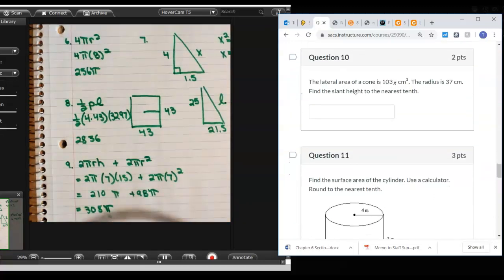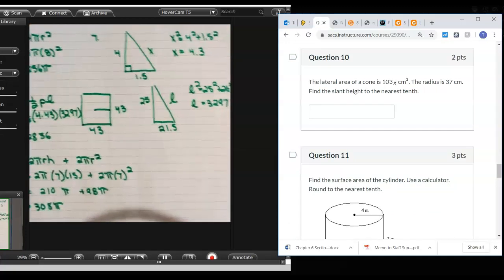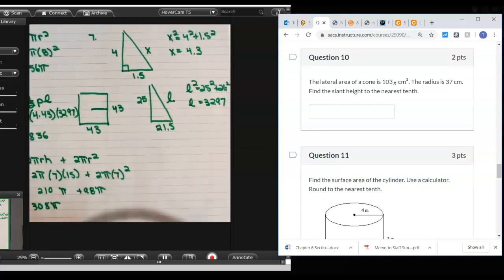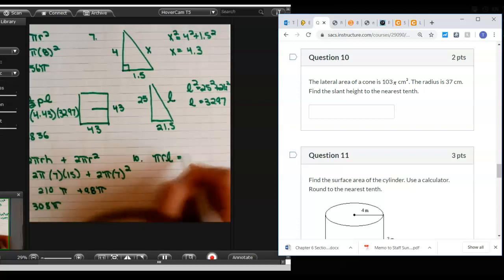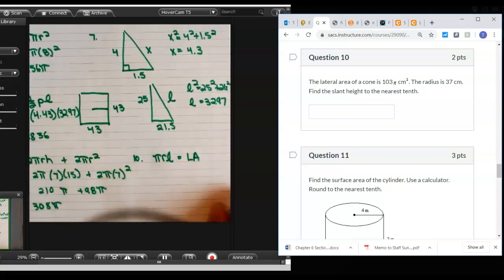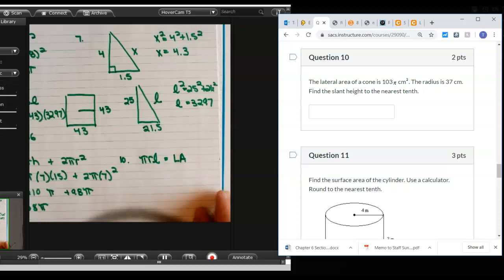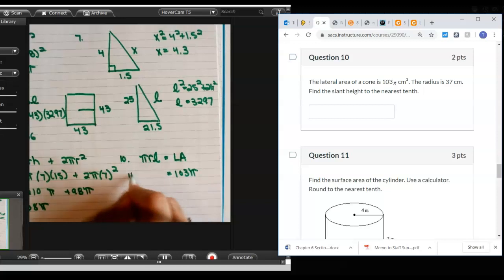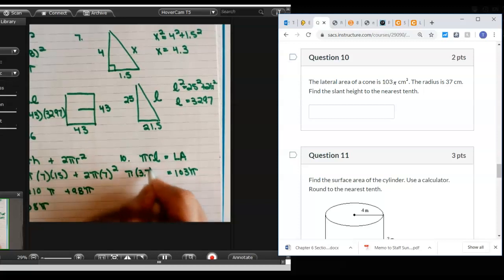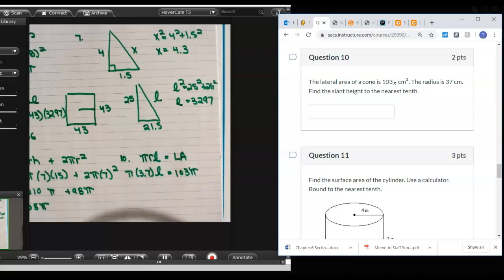Okay, number 10, we're asked to find the slant height, and this is with the cone, and I've been given the lateral area. So let's write down the formula for a lateral area of a cone. It is pi RL is equal to the lateral area. In this particular case, I've been given the lateral area. It is 103 pi. I've got pi here, and I have a radius of 3.7, and I'm looking for L.